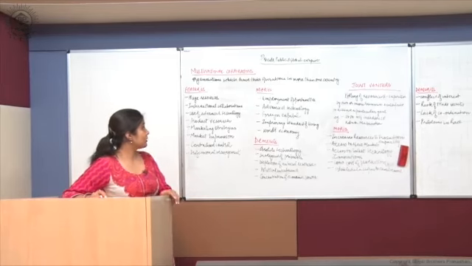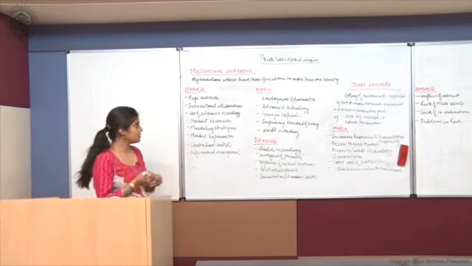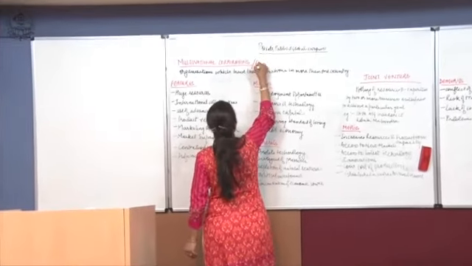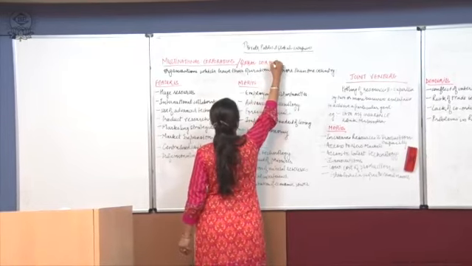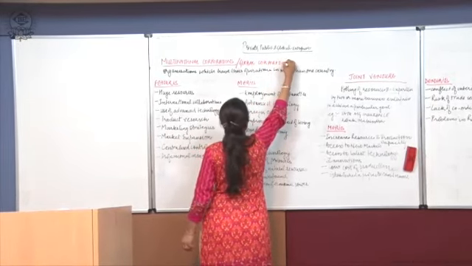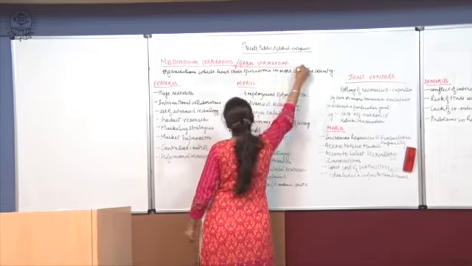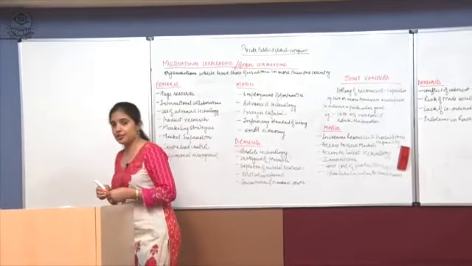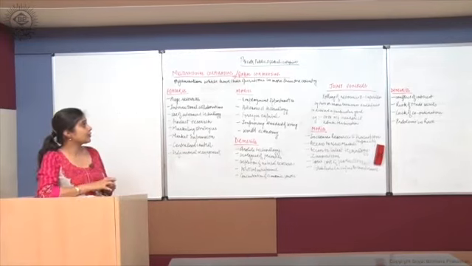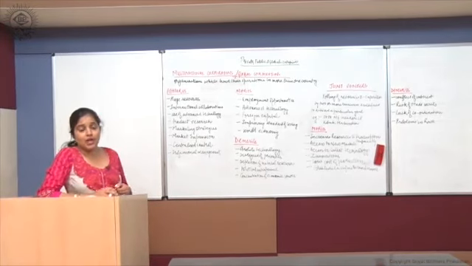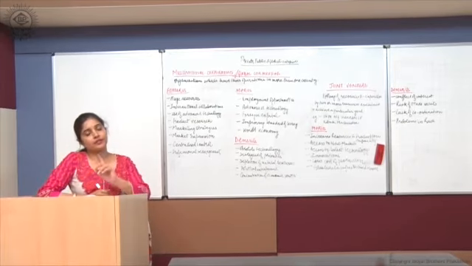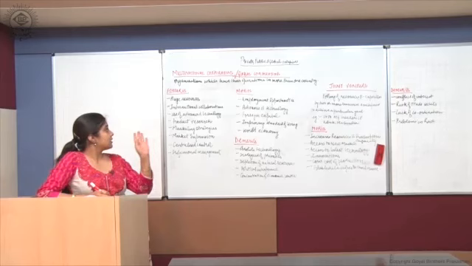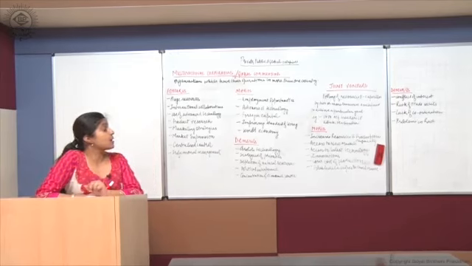Now coming to the next topic, that is multinational corporations, also known as global corporations. Right? Now, how do you define multinational or global corporations? Simple definition: organizations which have their operations in more than one country, or when the operations of an organization extend beyond the geographical boundaries of one country, it is known as a multinational corporation. Fine.